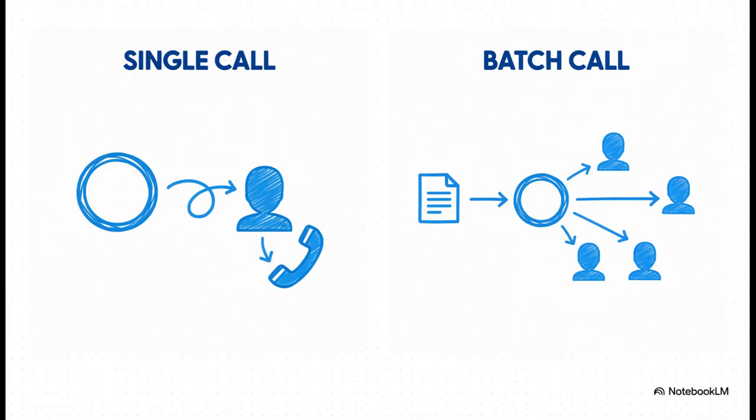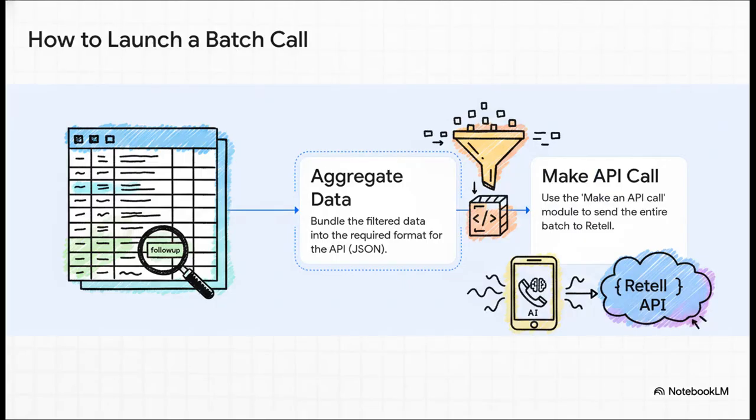Okay, but what if you don't want to call leads one by one? What if you want to launch a campaign to a whole list of people at the same time? Well, that's the difference between a single call and a batch call. Create a phone call is perfect for those instant one-on-one follow-ups, but create a batch call, that lets you dial an entire list simultaneously. Now, the process is a little more advanced, but it follows a really clear logic.